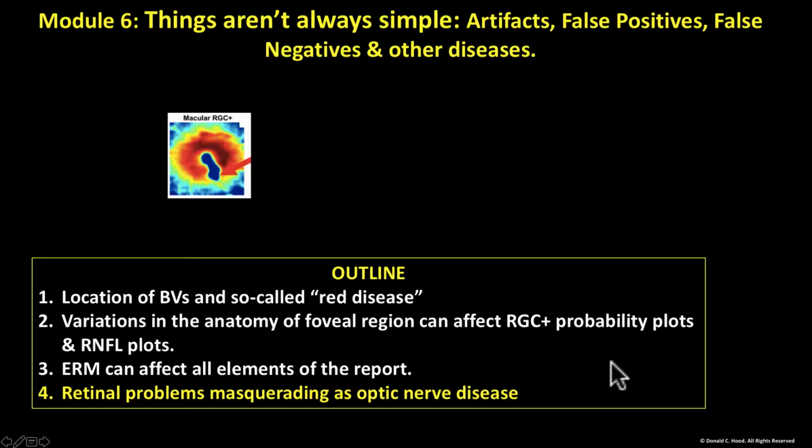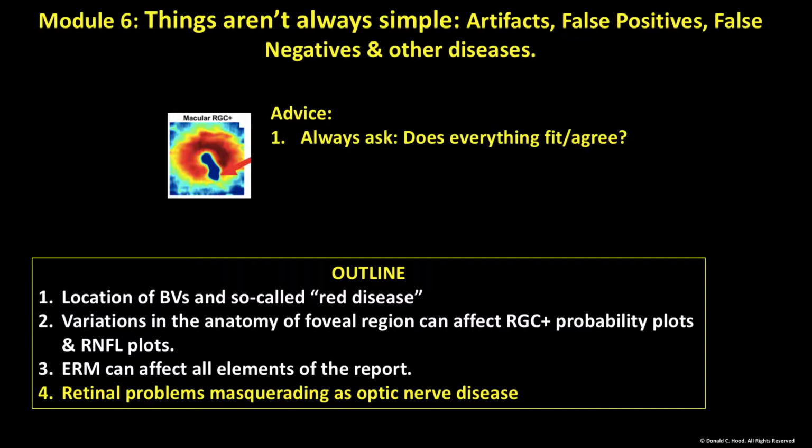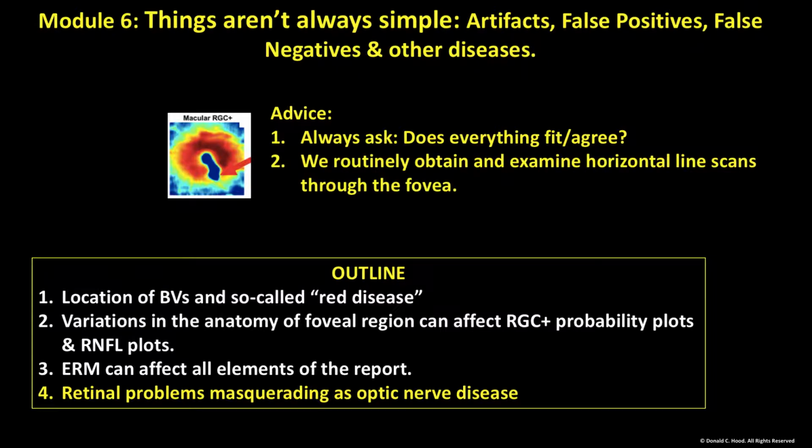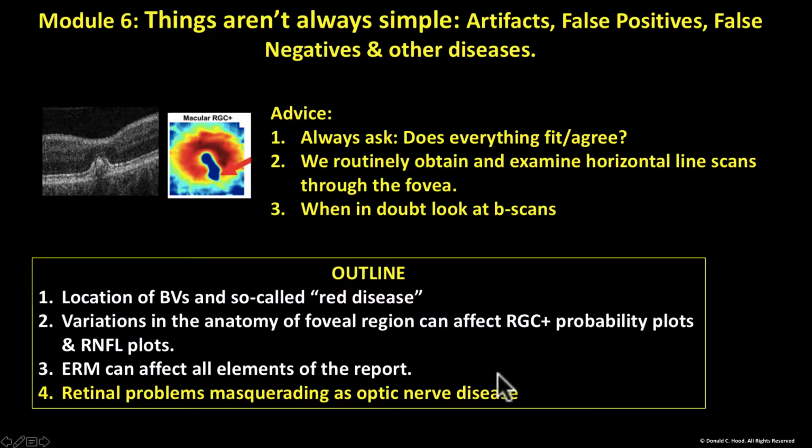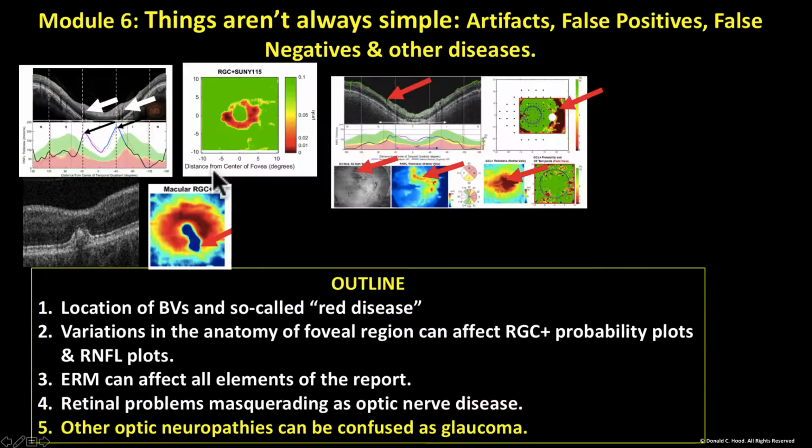So it is a problem. It is a retinal problem that's masquerading as optic nerve disease. So that's the fourth point. You've got to watch for retinal problems that masquerade as optic nerve disease. So the advice, always ask, does everything fit or agree? We routinely obtain and examine horizontal line scans through the fovea, and when in doubt, look at the B scans. So in this case here, a line scan through here told you what the story was.